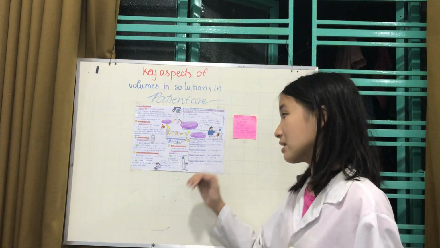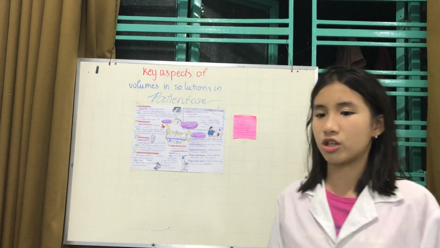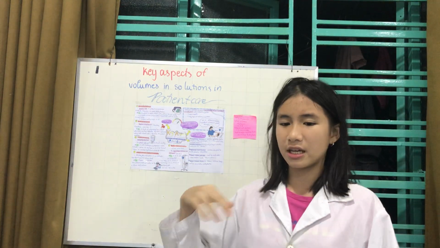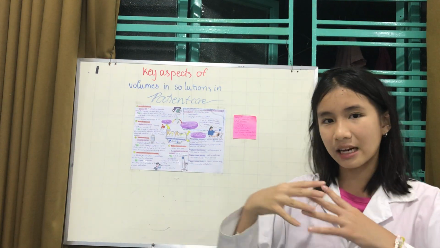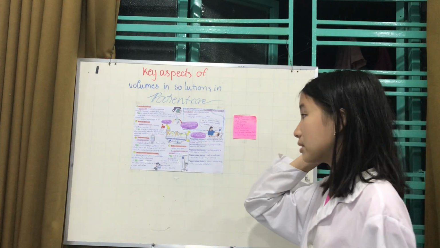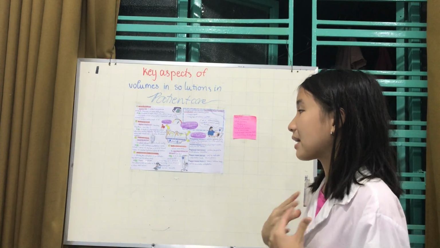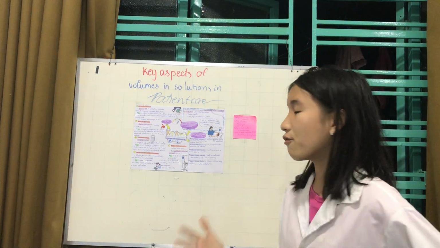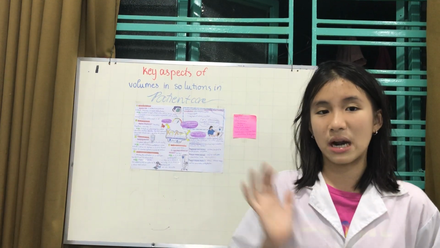The fourth aspect is medication concentration. So medication concentration is actually diluting the medication based on the amount given, and diluting the medication can dictate how fast it can be administered throughout the body.